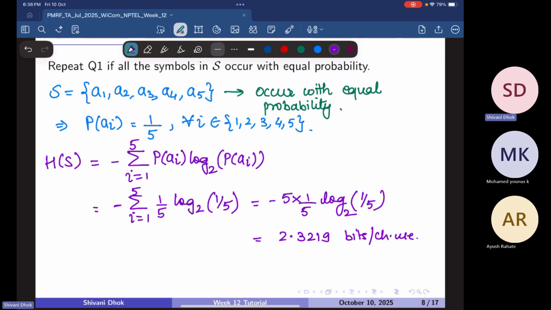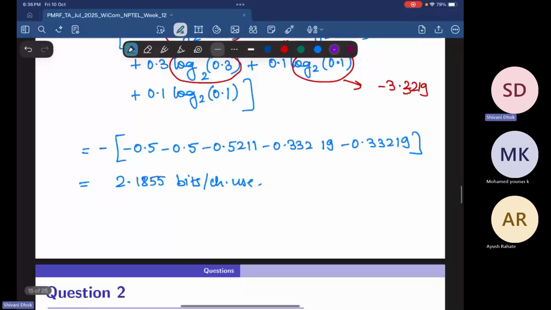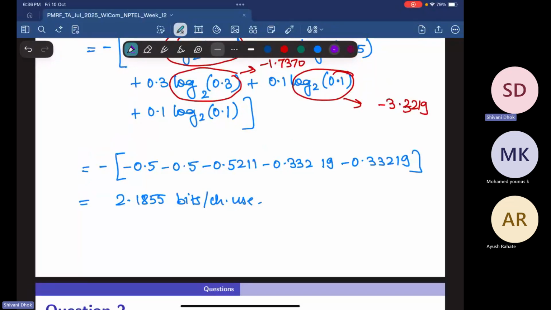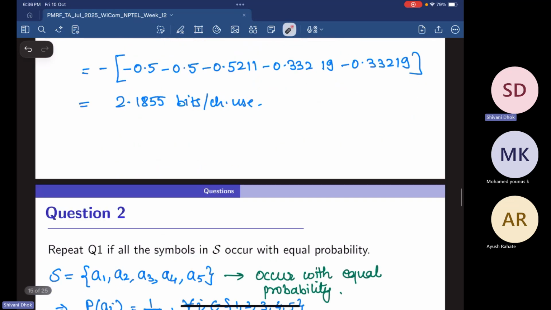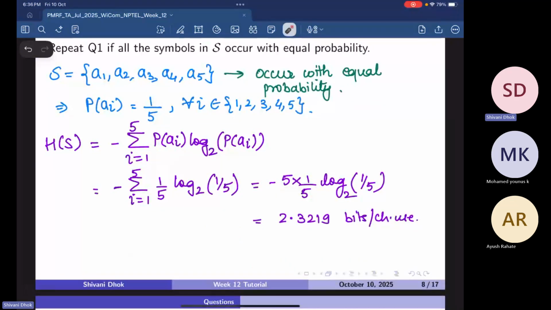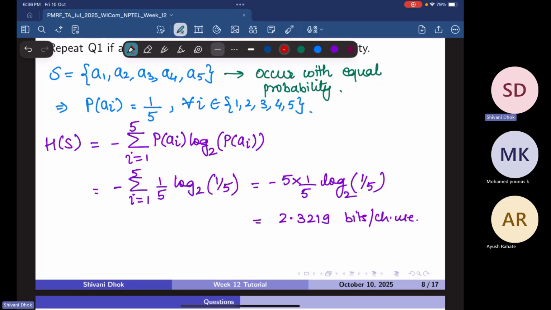One small observation I would like you to make is that in the previous question, when we found the entropy, the symbols were not equiprobable. So the entropy that we got was 2.1855. And when these symbols became equiprobable, the entropy that we got is 2.3219. So this value is higher compared to the entropy in the previous question. In general, I'm not proving that, just take it as a fact. You will have a good proof of this in an information theory course.